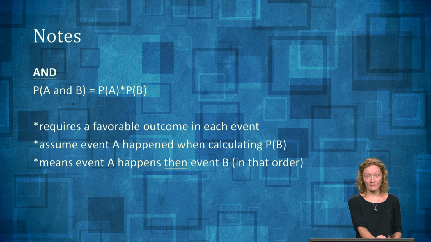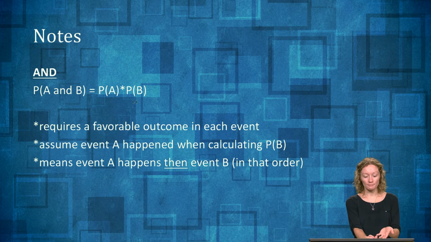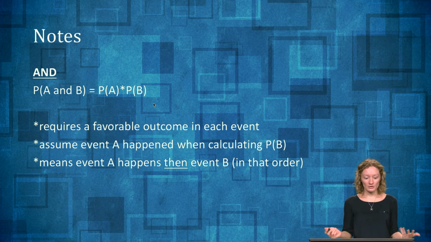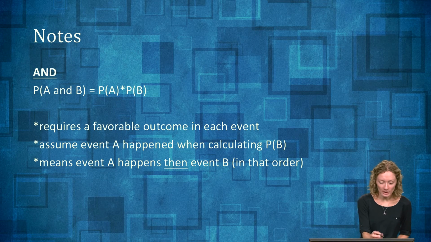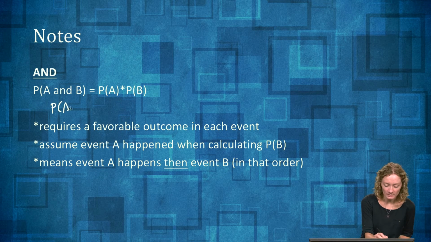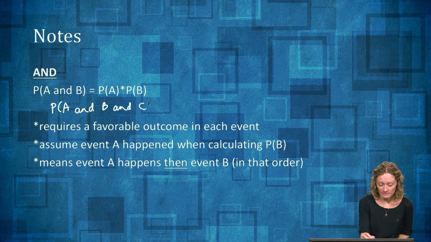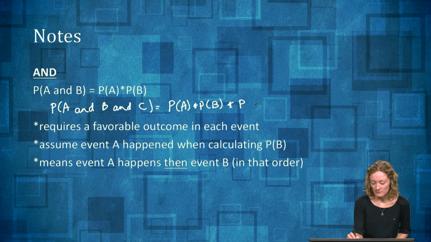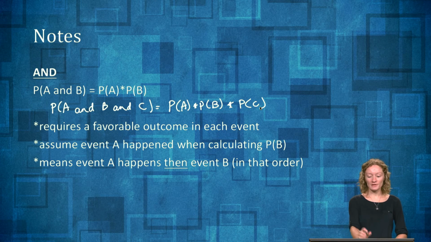If it's probability of A and B, you just multiply each probability by each other individually. So find probability of A, find probability of B, multiply, and that's your overall probability. This could get bigger if there's more than two events. If there were 3, it would be probability of A times probability of B times probability of C. It just keeps going. For however many events, you're just multiplying each probability individually.